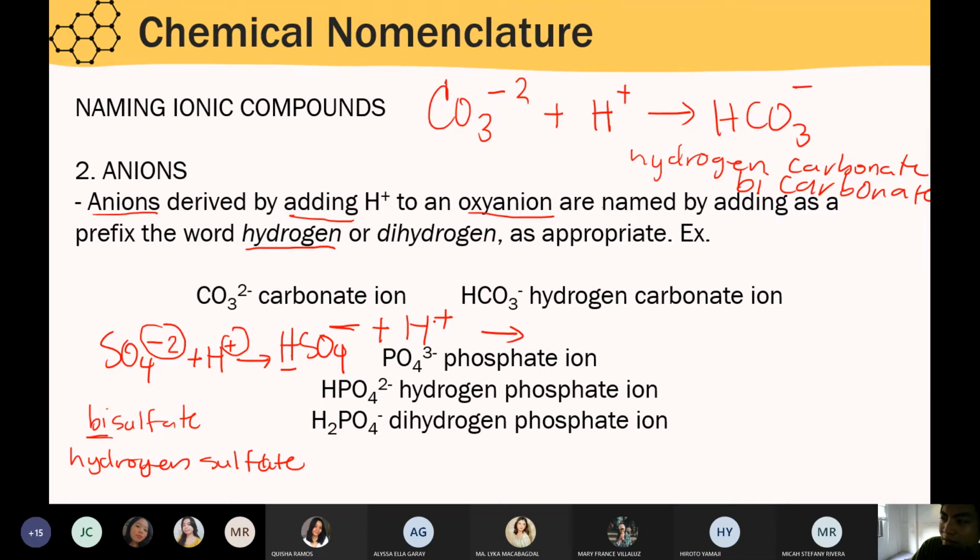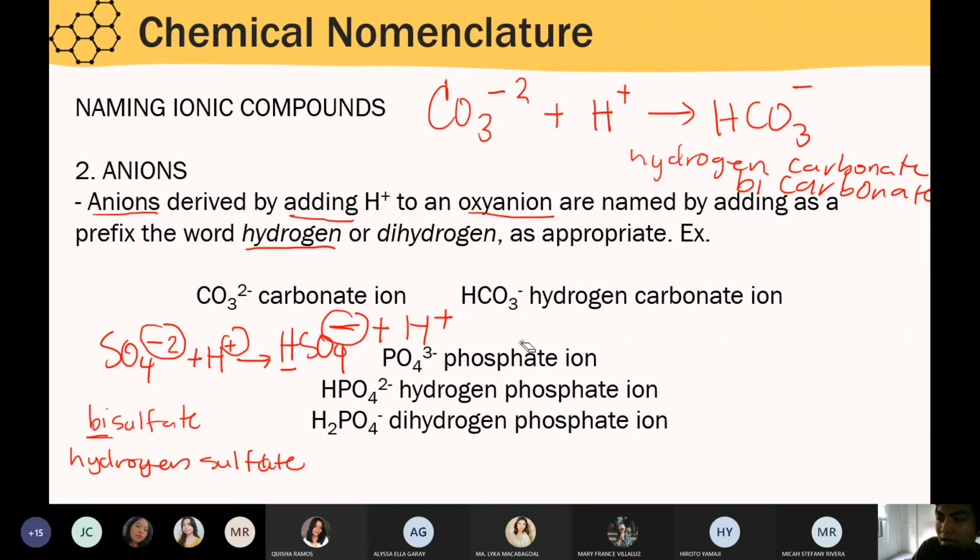Okay, tignan natin. If I add another H here, I will end up with the formula H2SO4, and the charges will be 0. So this is negative 1, this is positive 1. If you combine them, that's 0. Since you don't have any charge here, that means it is not an anion. So iba yung naming dito. This rule will not hold true for neutral molecules. It will only work for anions. Keep that in mind.